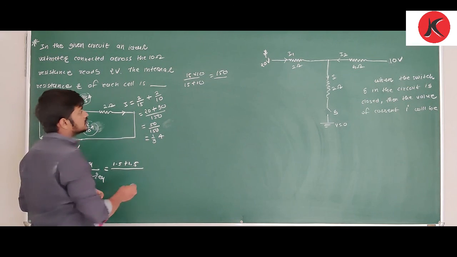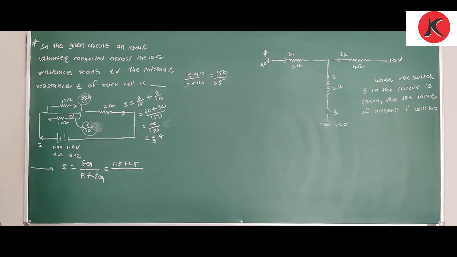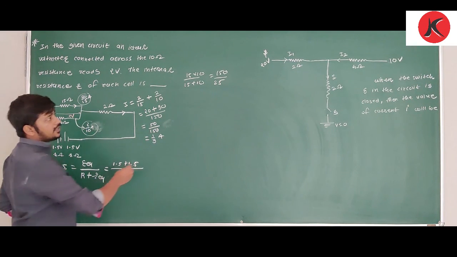What is 15 plus 10? It is 25. And now it is in series connection with this 2 ohm. Yes, you can simplify this.